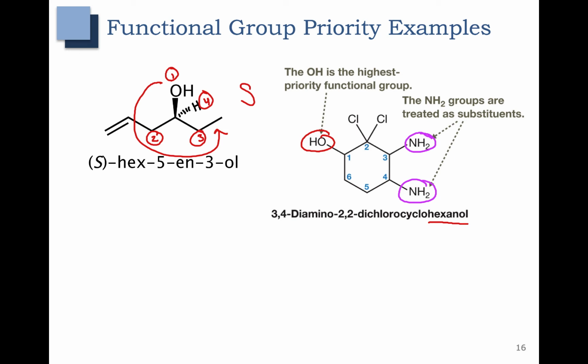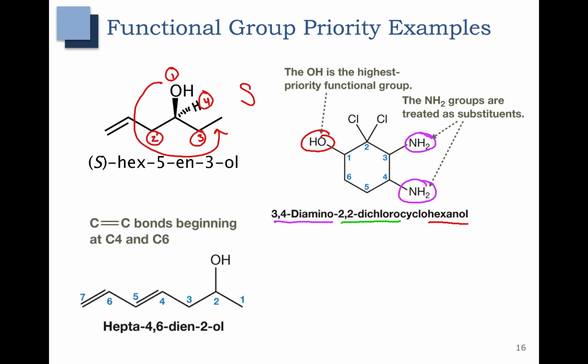The amines then are turned into prefixes, and we have a 3,4-diamino, and then the chlorines become 2,2-dichloro. When we're doing the numbering, keep in mind the alcohol has to have the 1, and we don't have to put that in our name here because it's cyclic. So it's assumed the alcohol has to have the 1, and then we number to give everything else lower numbers. So that's why we're numbering clockwise.